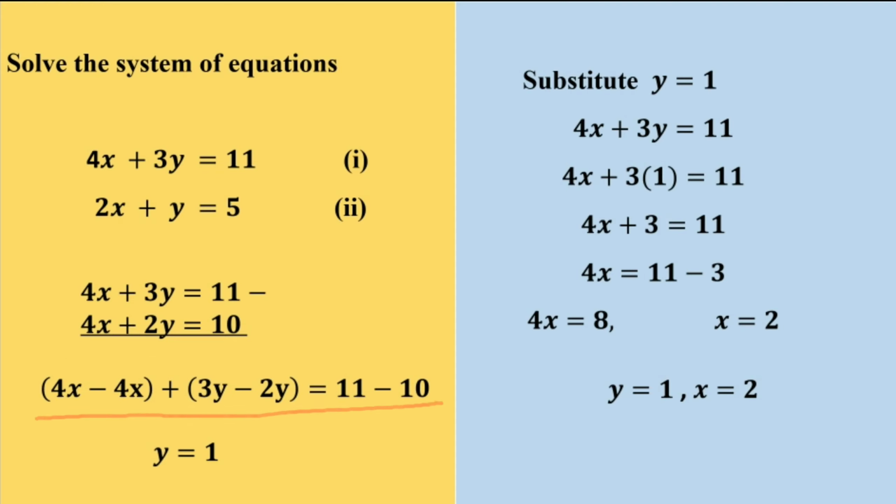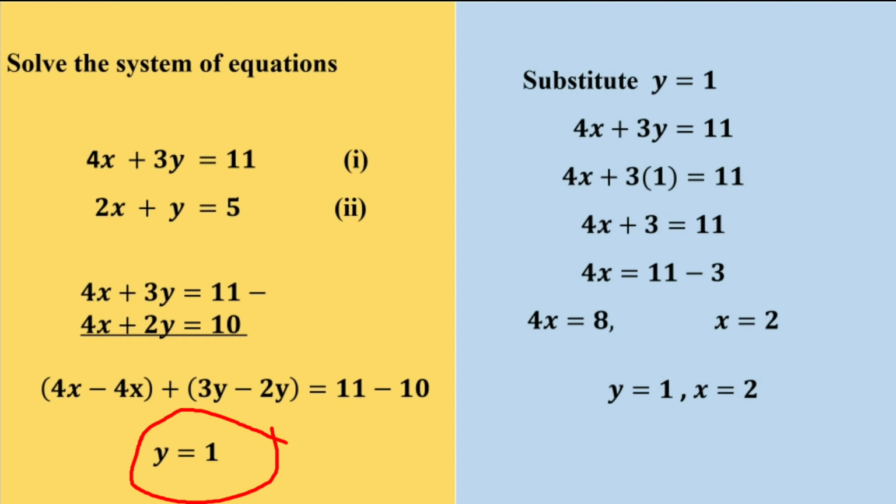So we have 4x minus 4x plus 3y minus 2y is equal to 11 minus 10. So 4x will be cancelled. Then 3y minus 2y is equal to y, which is equal to 11 minus 10, which is equal to 1. So y is equal to 1.